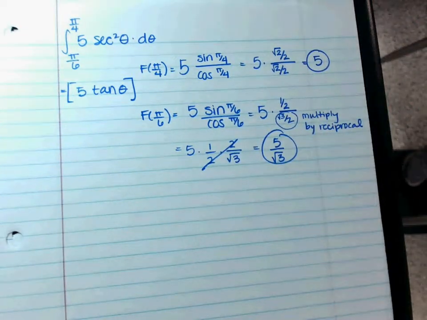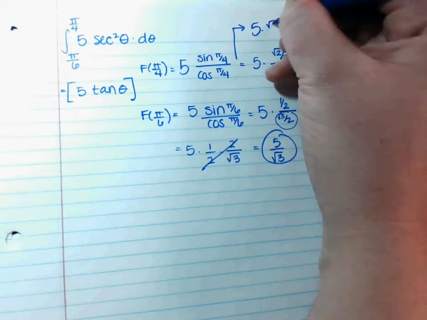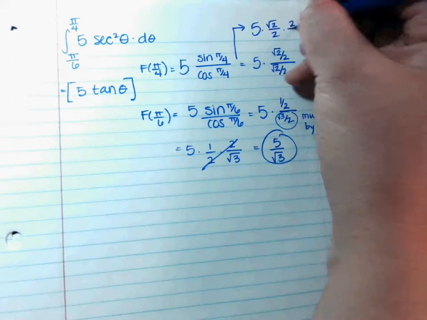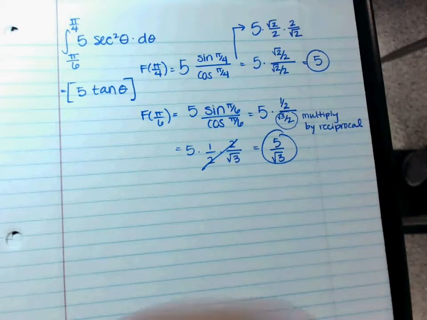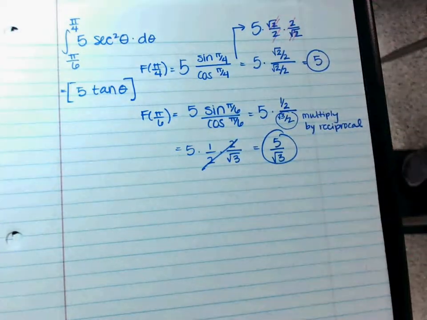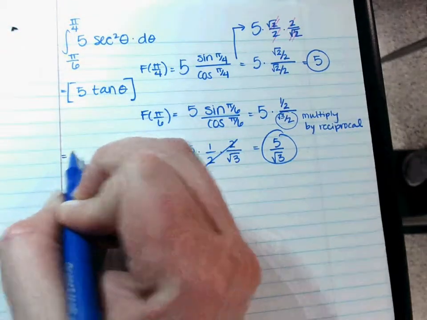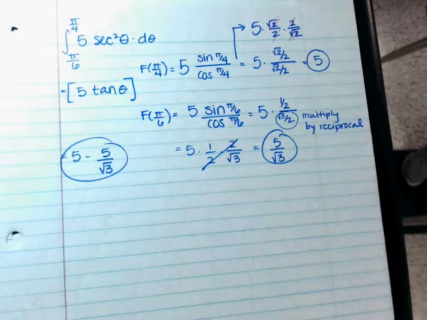Now, if you want to see it worked out, it would look like this. You'd have 5 root 2 over 2 times 2 over root 2. And then basically everything crosses out. These guys take each other out. These guys take each other out. And it's just a 5 left over. Okay? Then from there, your answer would be 5 minus 5 over root 3. Good?